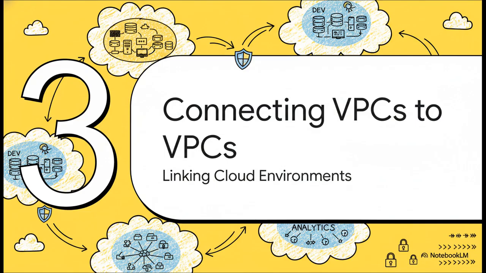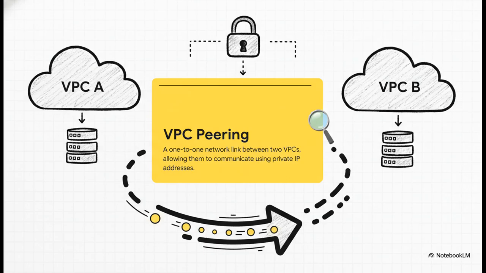So, how do you get them all talking to each other securely and privately? Well, the simplest tool for this job is VPC Peering. Just think of it like plugging a network cable directly between two VPCs. It's a one-to-one connection. Once they're peered, all the resources inside can talk to each other using private IPs just like they were on the same local network. It's super simple and really effective for basic connections.